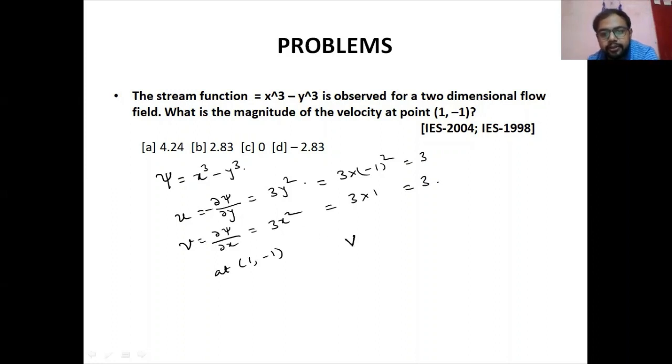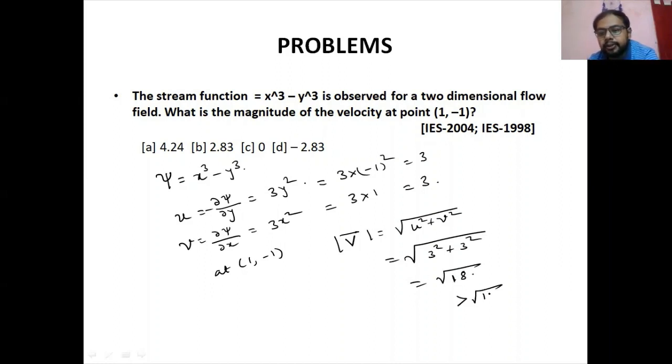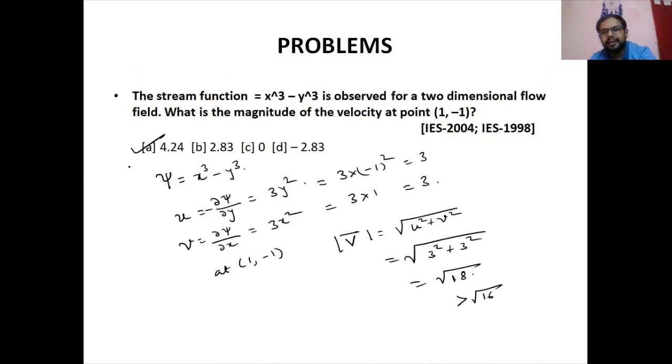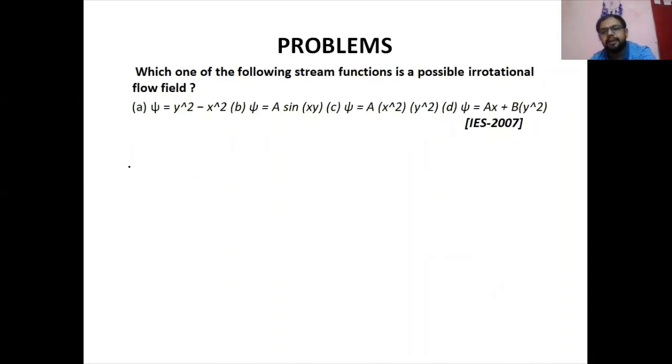The magnitude of the velocity is nothing but root of u square plus v square. So 3 square plus 3 square, so 9 plus 9, so root of 18. Root 18 is slightly more than root 16. Root 16 is 4, so the answer is 4.24. You can verify this with the calculator. This is an easy problem, just giving the stream function and asking you to find u and v.